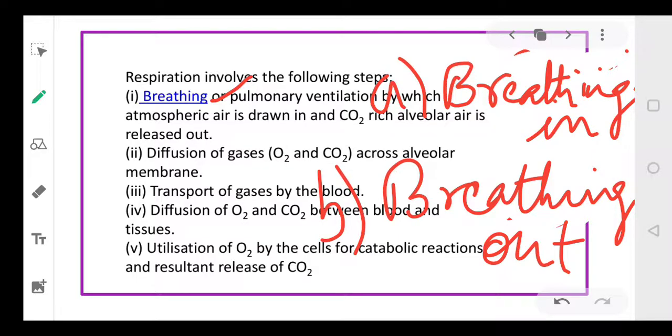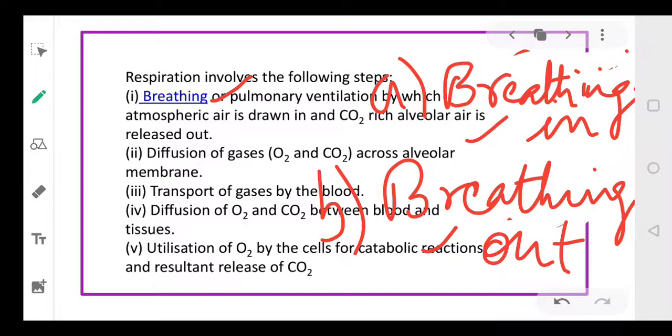So in breathing in we will take the air inside our body. In breathing out we will remove the air from the body. Now when we breathe in, जब हम सांस अंदर लेते हैं, the air contains more oxygen. And when we breathe out, the air contains more carbon dioxide. Okay? Is it clear to everyone? Yes.